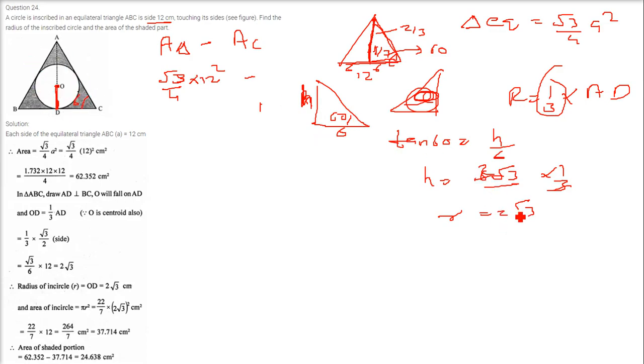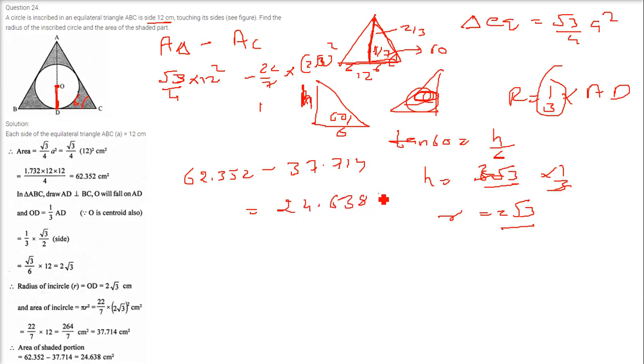Now we are ready for the circle, pi r square. R is known, so pi 22 by 7 into r square, that is 2 root 3 whole square. If you compute root 3 by 4, 12 square, it is going to come as 62.352. And if you compute this one, it is going to come as 37.714. Take the subtraction, you get 24.638 centimeters square. Okay, this will be your answer.